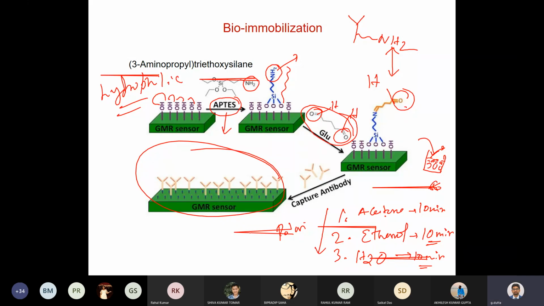So first, you have to clean the sensor surface with acetone, ethanol, and water. Then you have to make the surface hydrophilic. Then you add the APTES to make the amine group. Then you add the glutaraldehyde to make the aldehyde group. Then add the primary antibody on your surface. You will get a primary antibody coated sensor. Your sensor is ready for detection now.